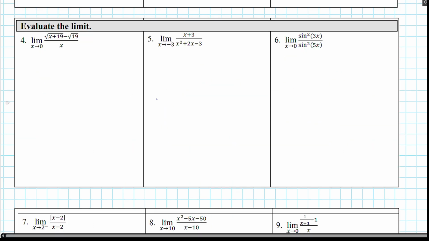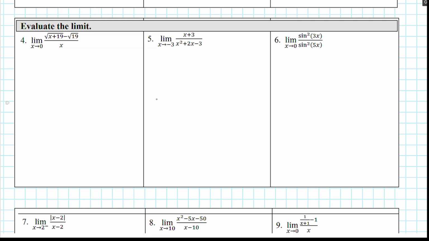The limit as x tends to 0 of square root of x plus 19 minus square root of 19, over x. Okay, let's evaluate this limit. By direct substitution of the limit you will get 0 over 0. It is an indeterminate form, right? So we have to rewrite this expression by using some algebraic manipulation.